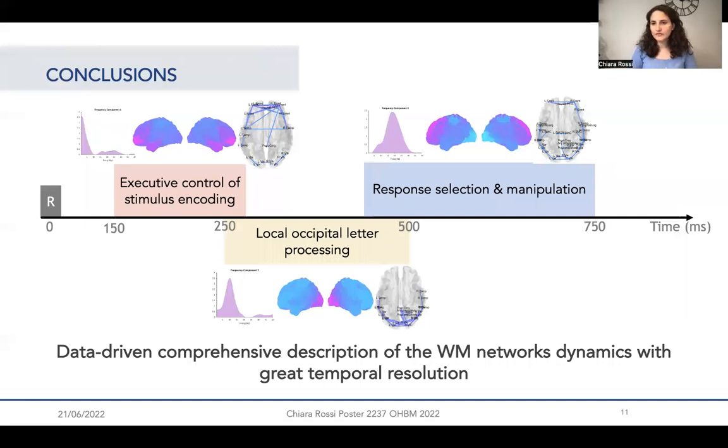Here I propose an overview of the brain dynamics that we unraveled so far. First, I want to mention that the temporal window we are looking at is shorter than 1 second. So we have a great temporal resolution of analysis. Second, we have the appearance of 3 states with 3 different functions. First, we have a prefrontal state that works as executive control of stimulus encoding. Then we have the deactivation of the alpha power network in the occipital regions, reflecting the occipital letter processing. And last, we have an increase of beta power in the frontal regions that is associated with response selection.